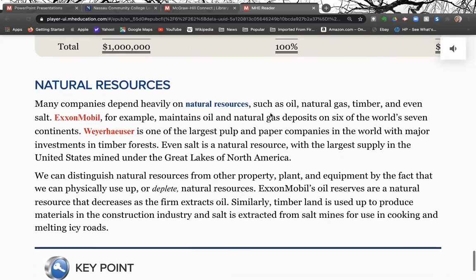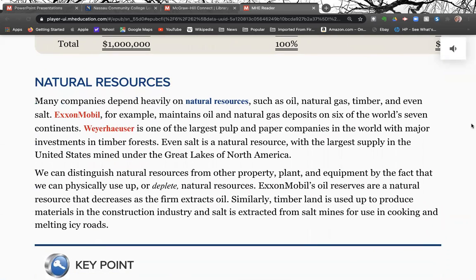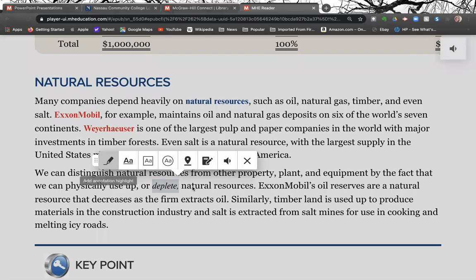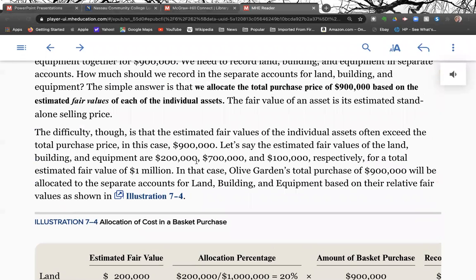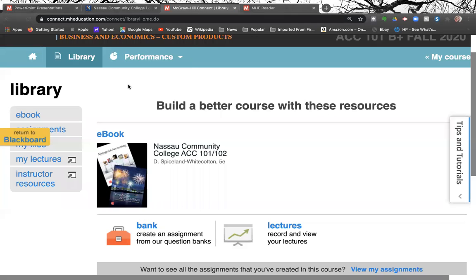Well, let me just mention natural resources. We're not going to really get into that. But if you're a company that depends on natural resources like oil, gas, timber, you have to account for this in a slightly different way. Instead of depreciation, we call it depletion, right? We call it depletion. But we're not going to get into it any deeper than that. All right, let's take a look.